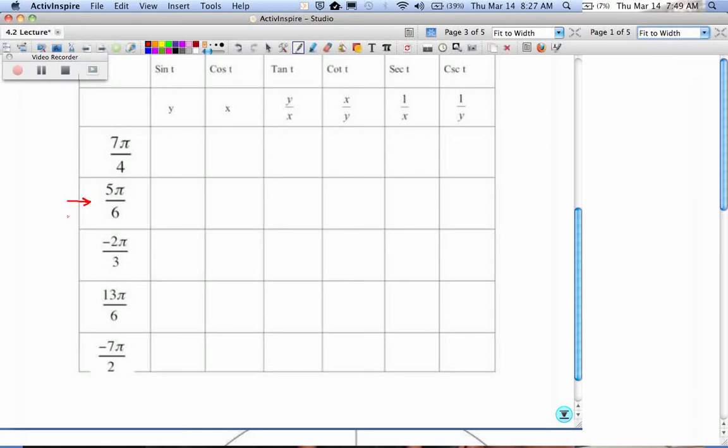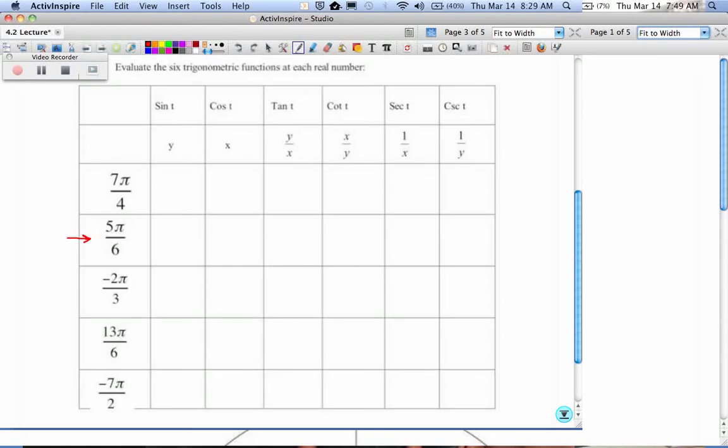First of all, find 5 pi over 6 on the unit circle. So go back to your unit circle that we just made. Put your finger on 5 pi over 6. I'm looking around the room to make sure people are pointing. Thank you. Okay. What is the ordered pair at 5 pi over 6?